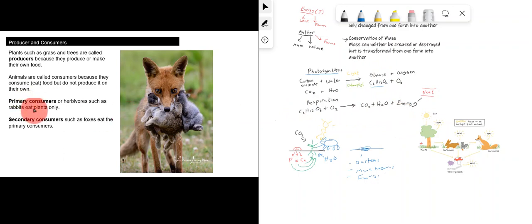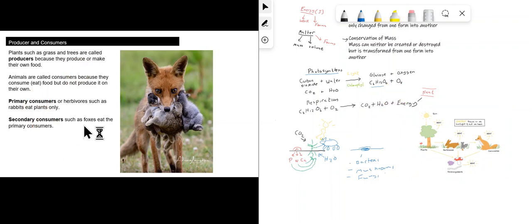So we can break up the consumers into two types. You have the primary consumers, or herbivores, such as rabbits. They eat plants only. So herbivores are animals that eat only plants. For example, you have the herbivores here, and they eat the plants. They are called primary because they're the first, if you like. You can think about the producers as the main source of energy and food, and then the primary consumers are the first ones that are able to digest plants, for example, and they're able to take the energy out of the plants and extract it.